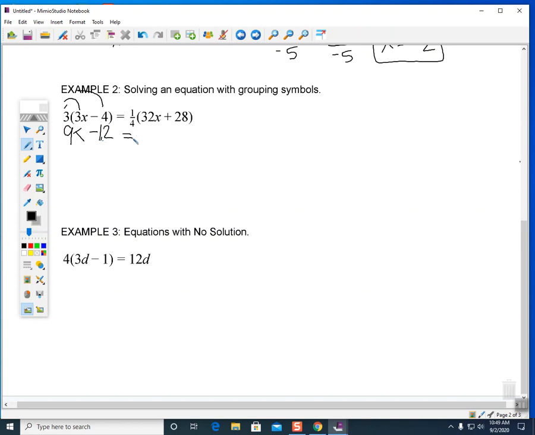equals, okay, so now I'm going to distribute again. I've got 1/4 times 32x, so 1/4 of 32 is going to give me 8. So I'll have 8x, keep my plus. 1/4 times 28 will give me 7, right? 7 times 4 is 28.